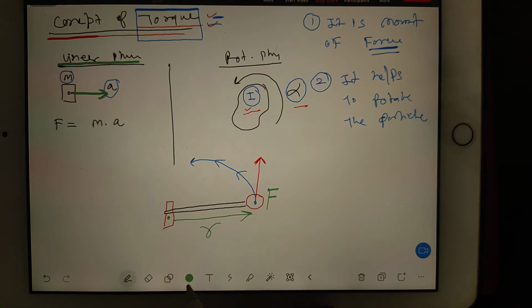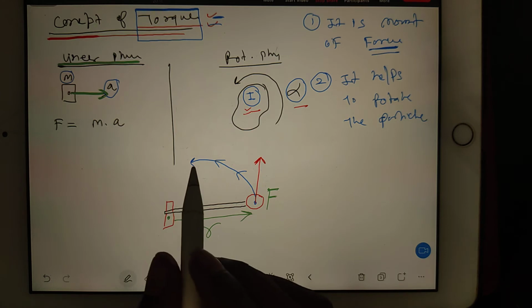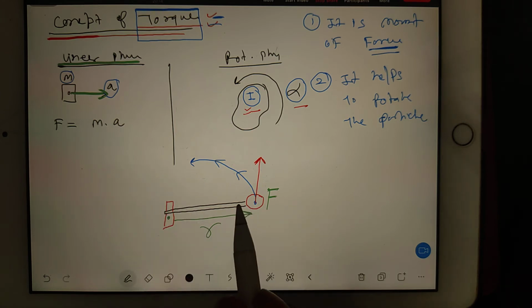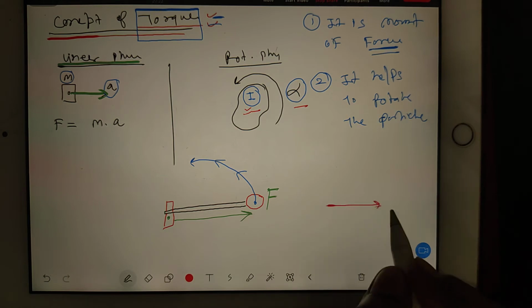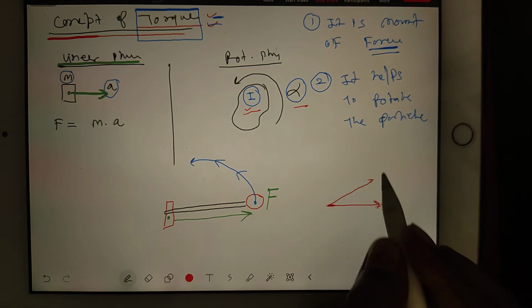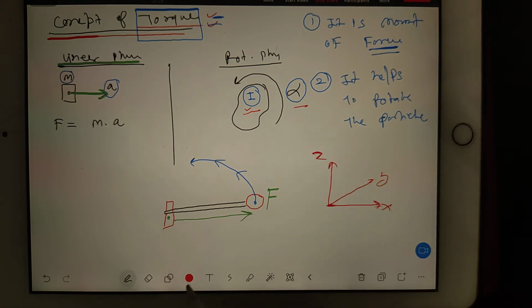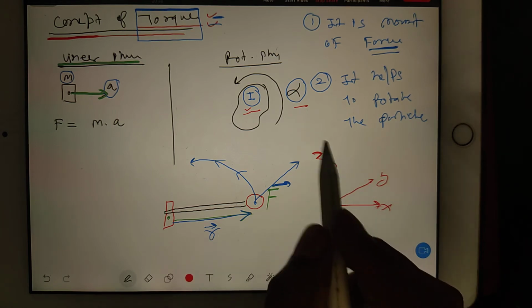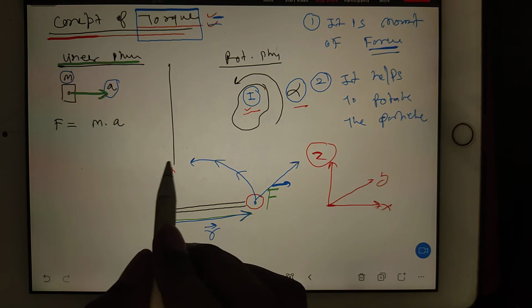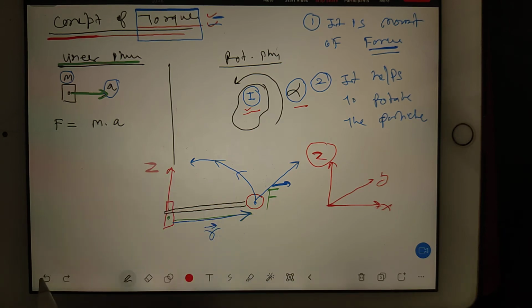Get the logic slowly. You are going to develop a torque, so in which direction will your torque be? Imagine I am giving you an axis system: this is your x-axis, this is your y-axis, and this is your z-axis. Imagine you have applied force in the y direction and the distance is in the x direction. So the distance you call r, the force you call f, and your torque you will get in the z direction, like this. The torque value we call tau.